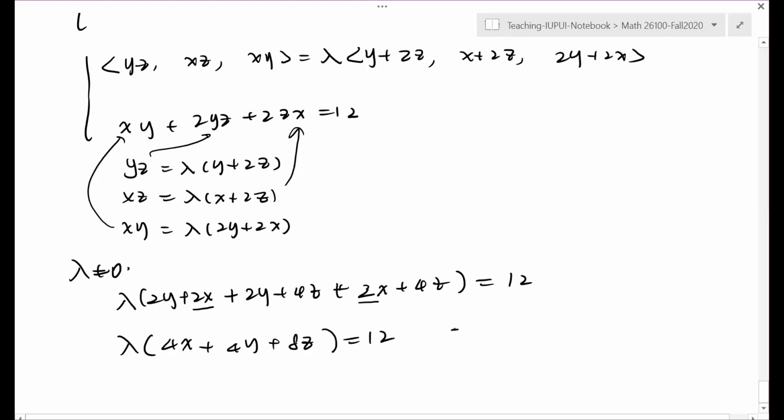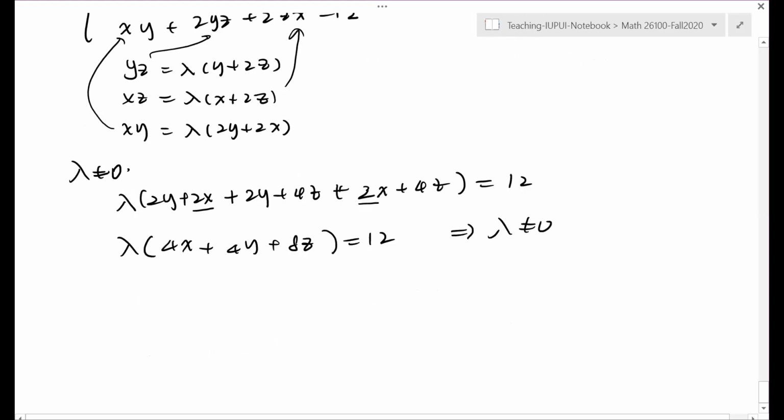Okay, so that implies lambda is not going to be 0. You can also see directly that if lambda is 0, yz should be 0, xz also should be 0, and xy should be 0. So then this is a contradiction. Okay, so now what is the next step?